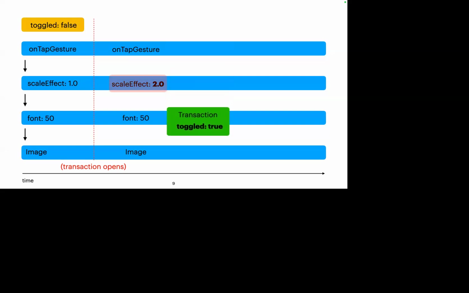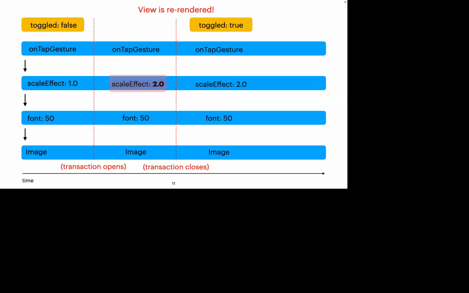And then when we go to the font, nothing happens, because there's no dependency on toggled. And then when we go to the image, nothing happens because, again, there's no dependency on toggled. So now the transaction closes and the view is re-rendered. So the view is re-rendered after the transaction. And then here is the new updated value of all the states, right? So scale effect is now 2.0.